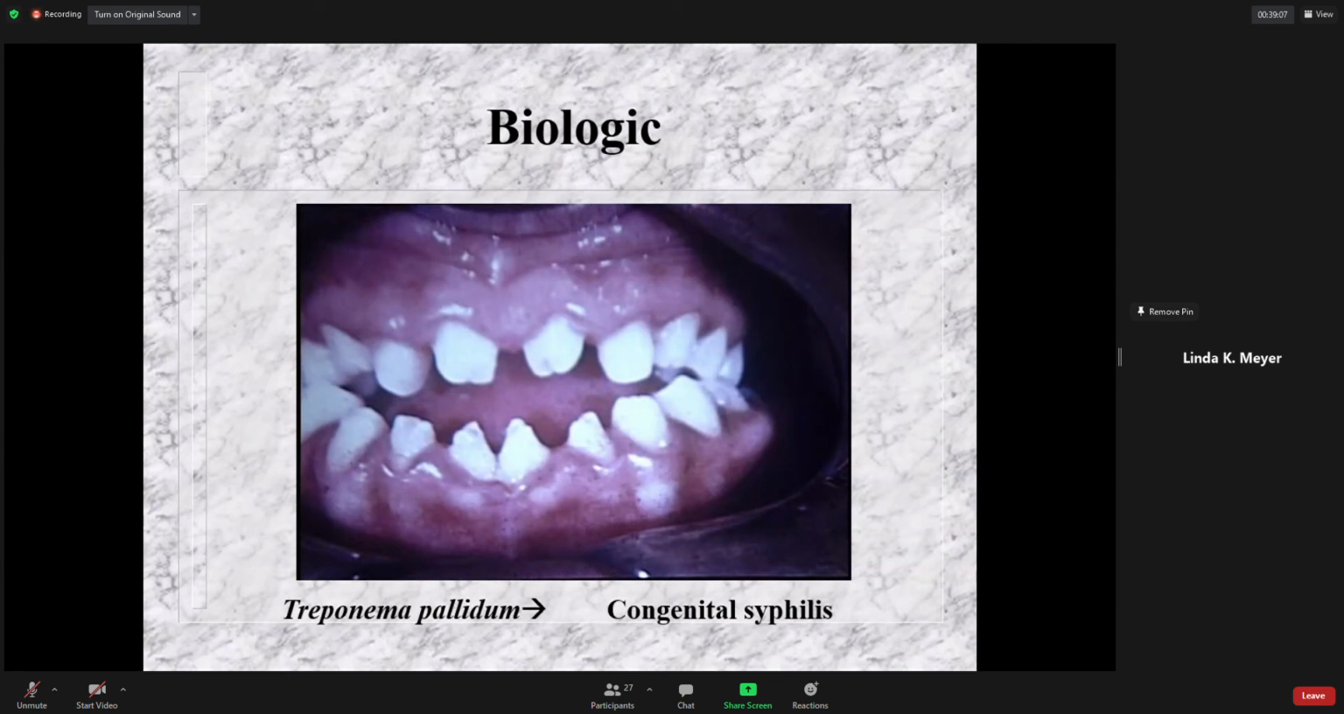So viruses, bacteria, and even fungi. Last week I talked about thrush a little bit as an example of an infectious disease. So all of these different types of microorganisms are classified as biologic stimuli.